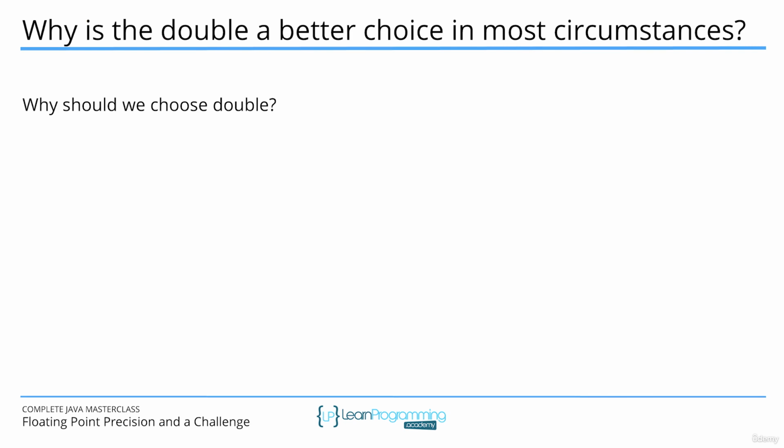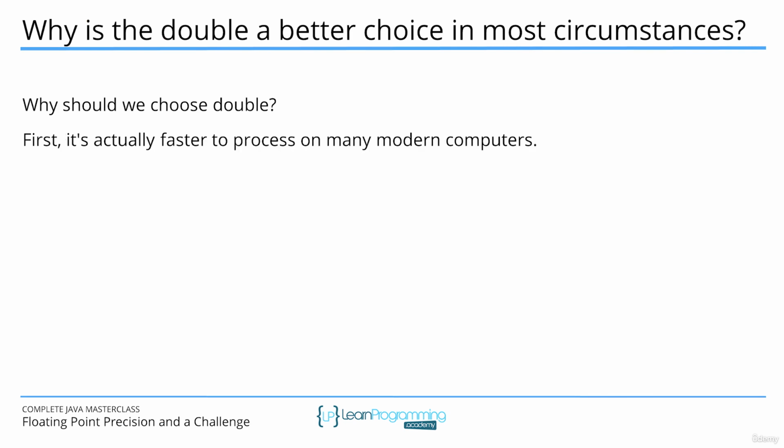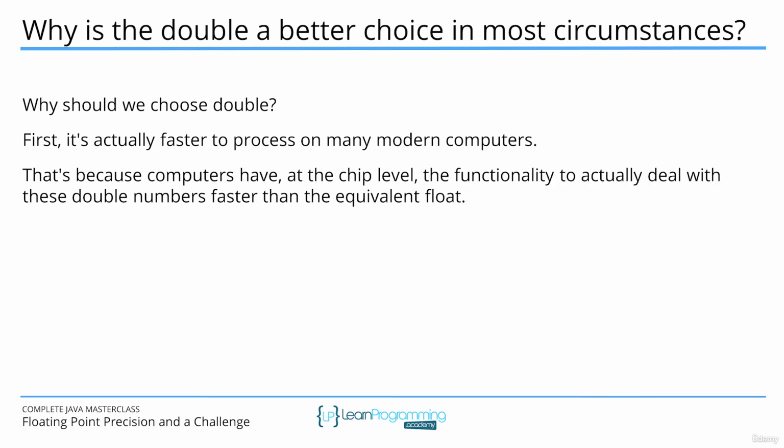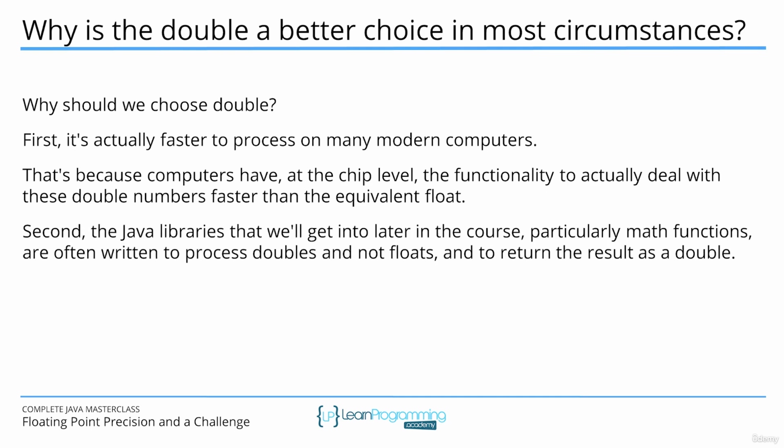Why should we choose double? First, it's actually faster to process on many modern computers. That's because computers have, at the chip level, the functionality to actually deal with these double numbers faster than the equivalent float. Second, the Java libraries that we'll get into later in the course, particularly math functions, are often written to process doubles and not floats, and to return the result as a double.